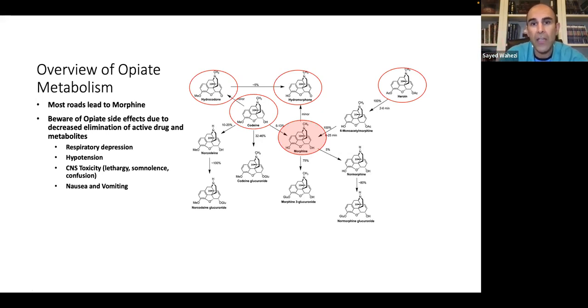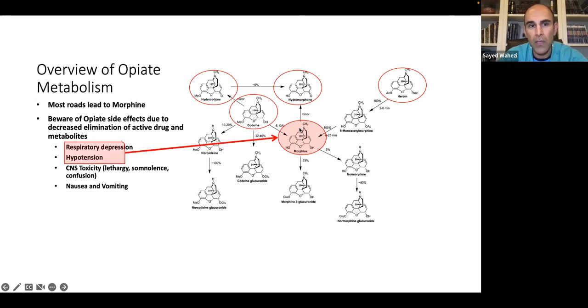And so when you have agents where there are the 3 and the 6 G, glucuronide, or glucose and phosphate groups that attach here and here, those are the metabolites of morphine, which you'll probably be educated on both for the boards and likely after the boards as well. Many roads, what I'm showing here, lead to morphine.